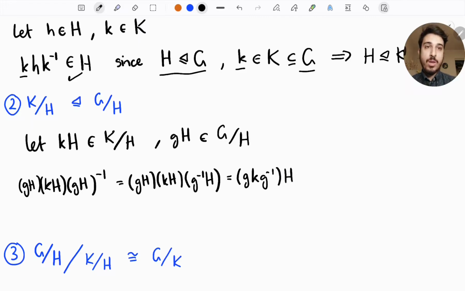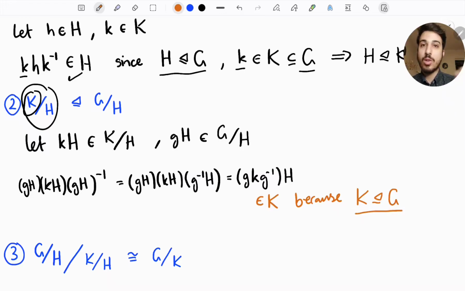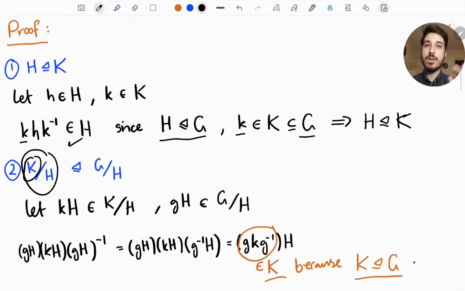Now, we want this element to be an element in K/H. The only way that is possible is if this element gkg^-1 is an element in K. Is that true? Yes, it is true. This is an element in K because K is a normal subgroup of G. Since it's a normal subgroup, it is closed under conjugates. So any conjugate like this has to be also an element in K. And we have completed the proof of the first two parts of this theorem.